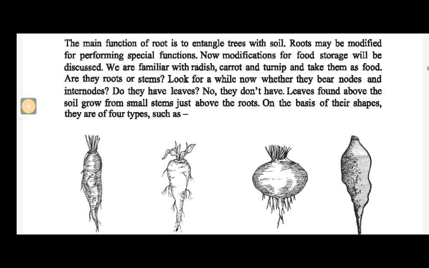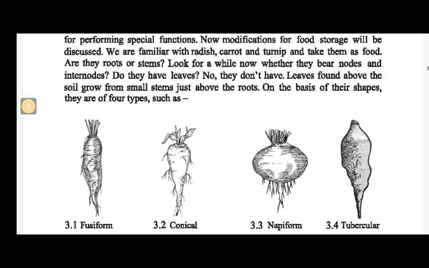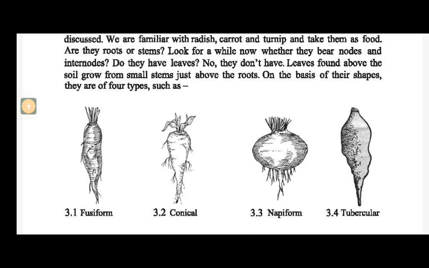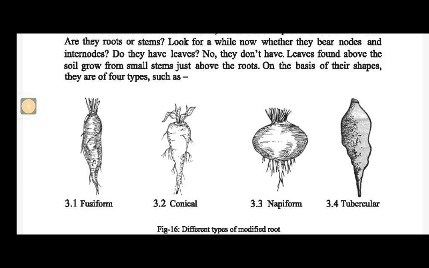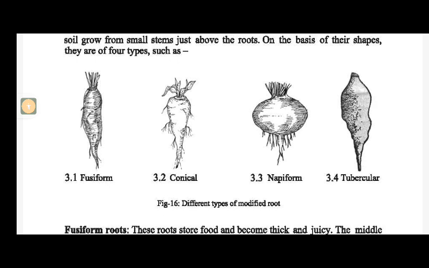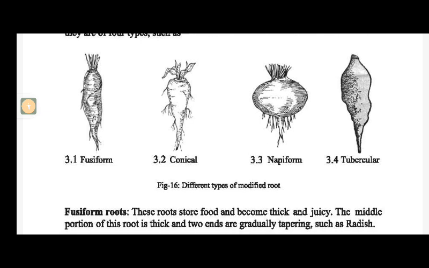We are familiar with radish, carrot and turnip and take them as food. Are they roots or stems? Look for a while now at whether they bear nodes or internodes. Do they have leaves? No, they don't. Leaves found above the soil grow from a small stem just above the roots. On the basis of their shapes, there are 4 types, such as fusiform, conical, napiform and tubercular.